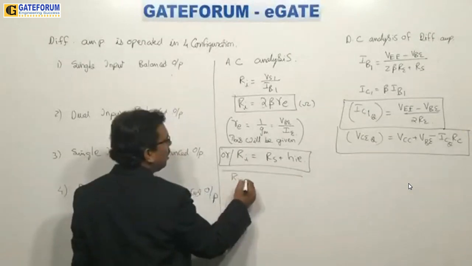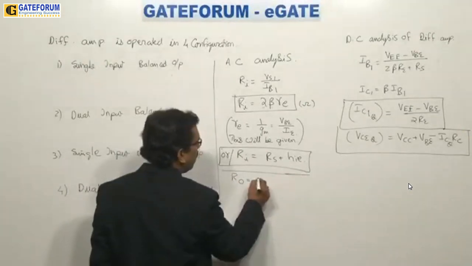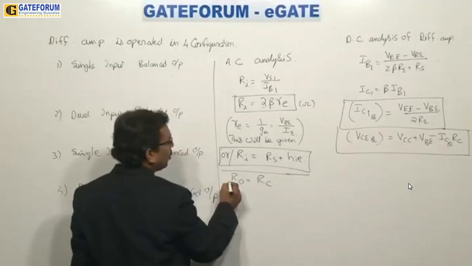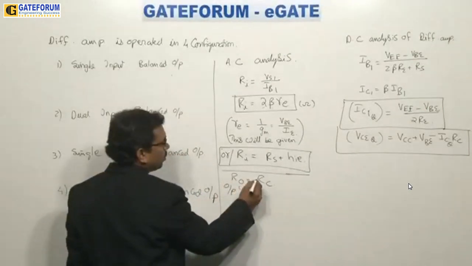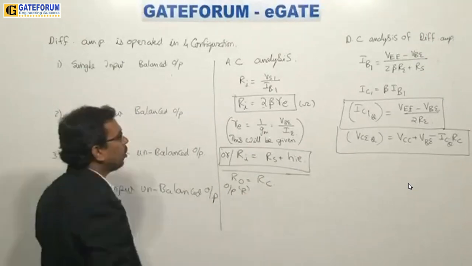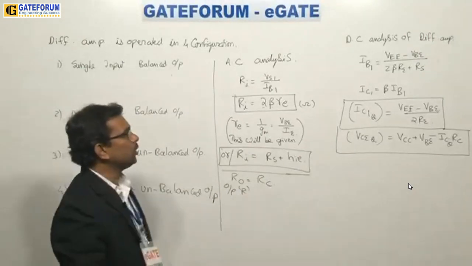Next, output resistance R0. R0 will be equal to RC. This is the output resistance. Output resistance is equal to RC.